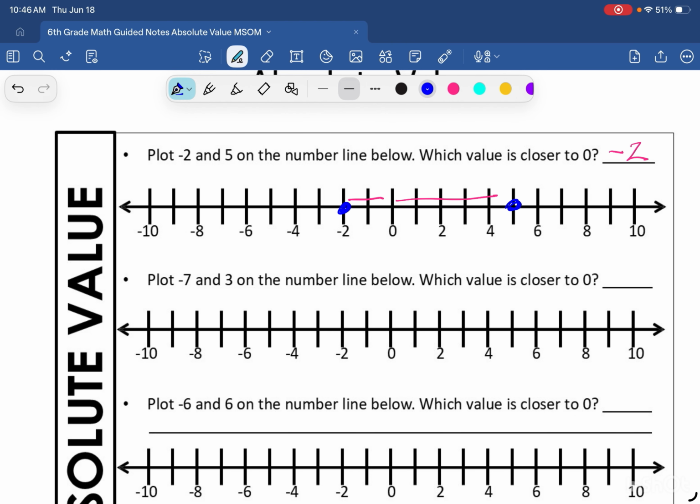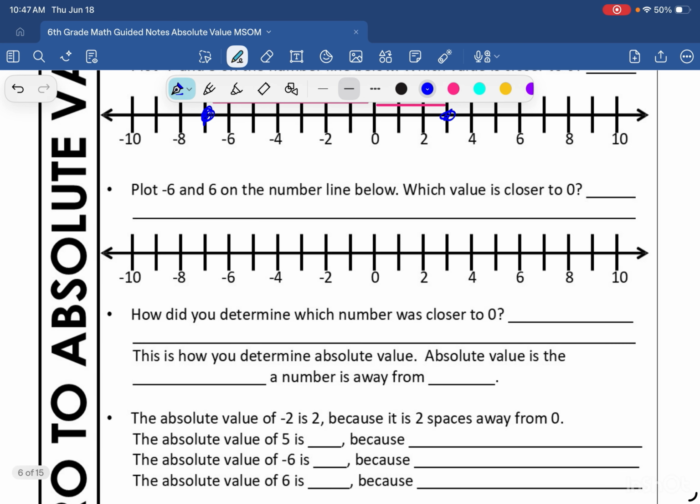Plot -7 and 3 on the number line below. So we have -7 and 3. Then it asks us which value is closest to 0. We have that distance, and then we have this distance. So it looks like 3 is closer to 0.